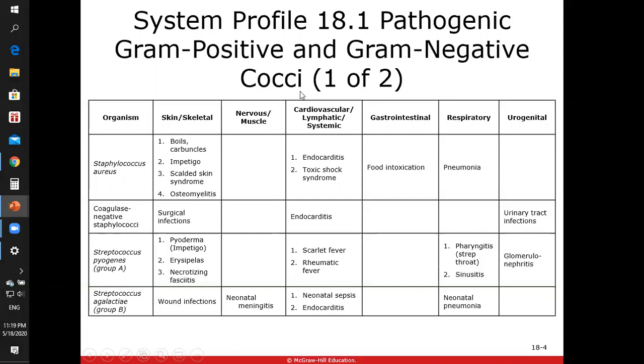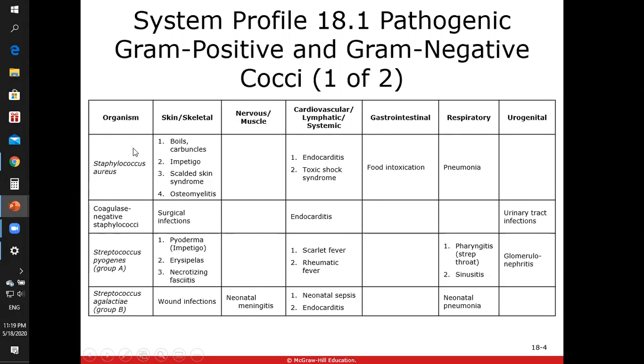Okay, so these are the cocci of medical importance. So we have Staphylococcus aureus, and for the skin or skeletal system, diseases they cause are boils, carbuncles, impetigo, scalded skin syndrome, osteomyelitis. And if it gets into the cardiovascular lymphatic system, endocarditis, toxic shock syndrome, gastrointestinal food intoxication, and respiratory, you can get pneumonia, all from Staphylococcus aureus.